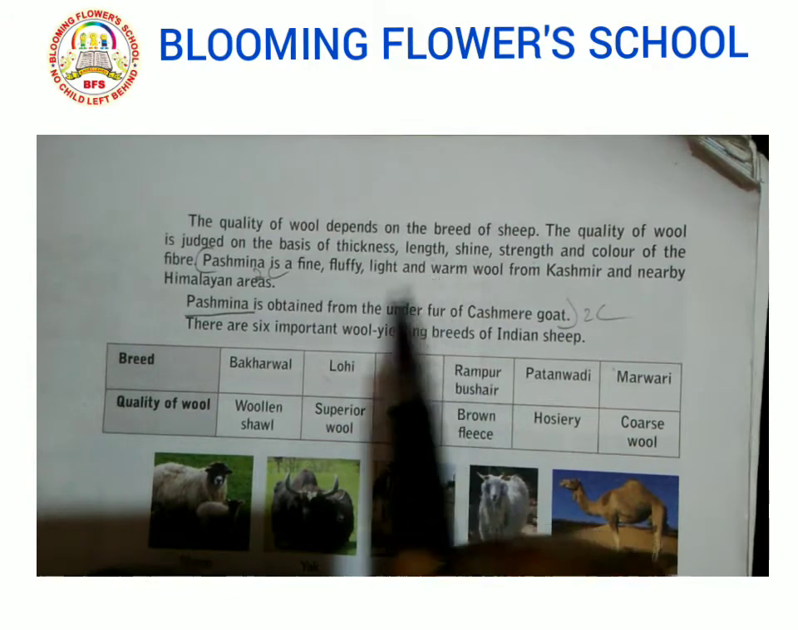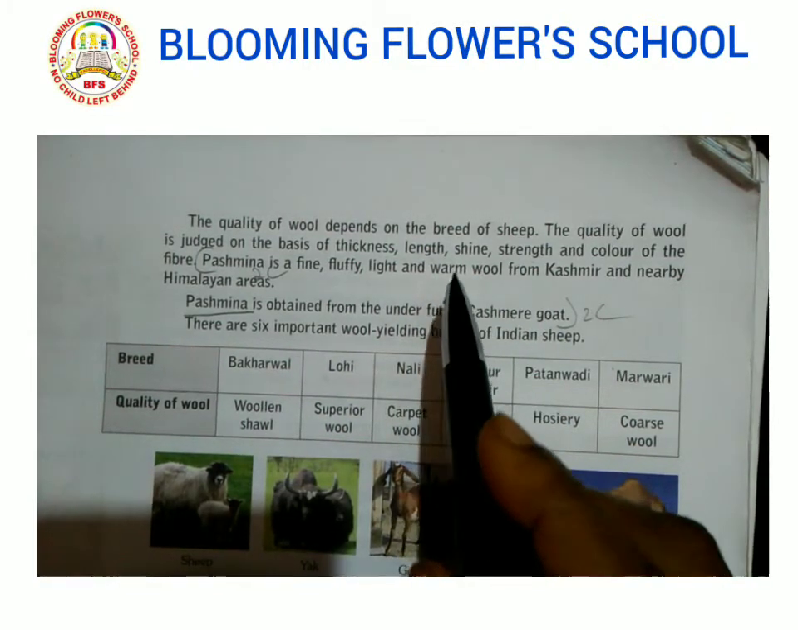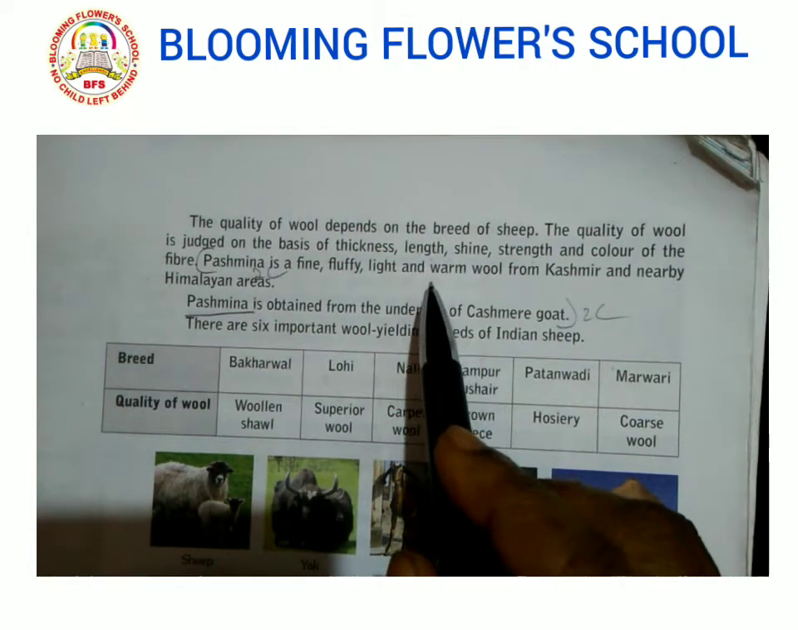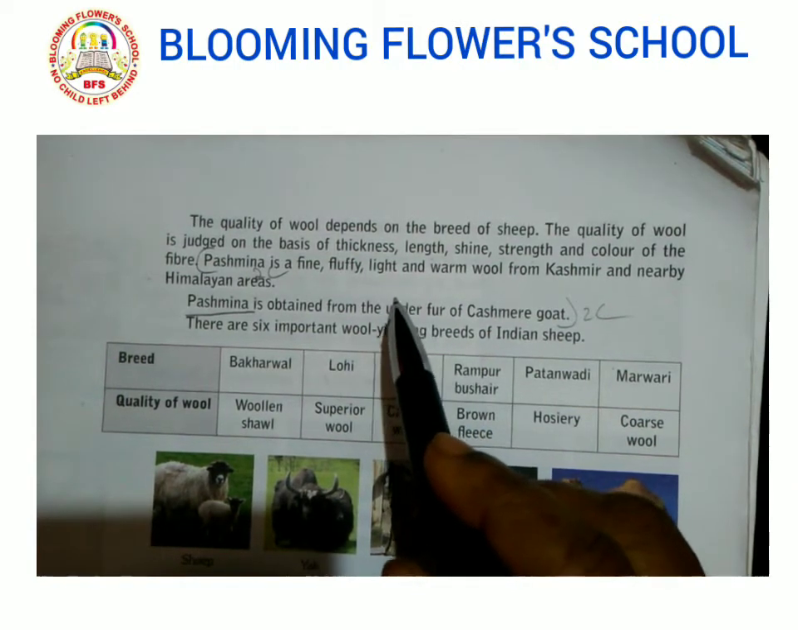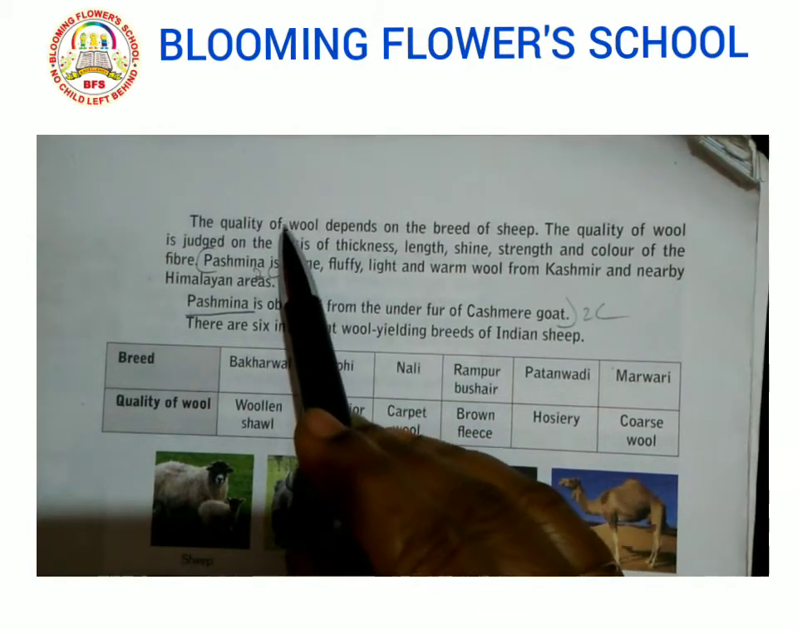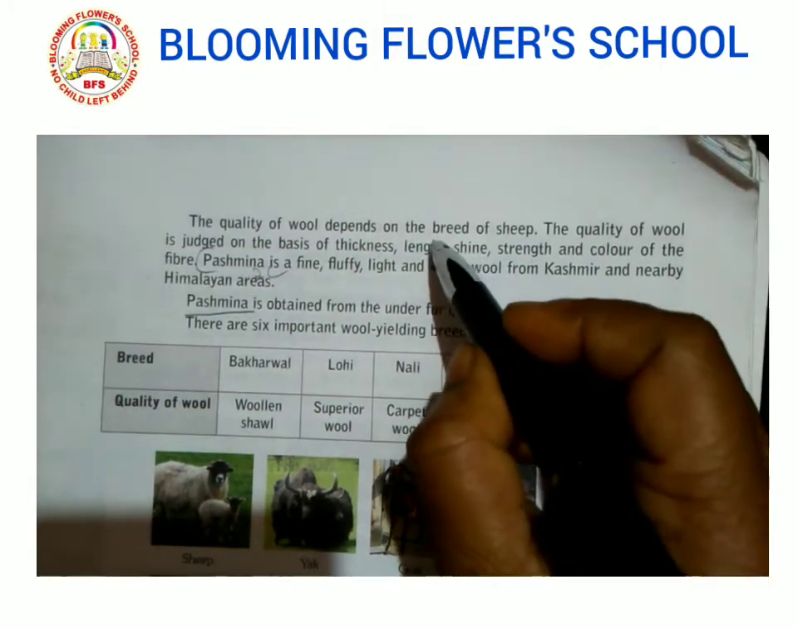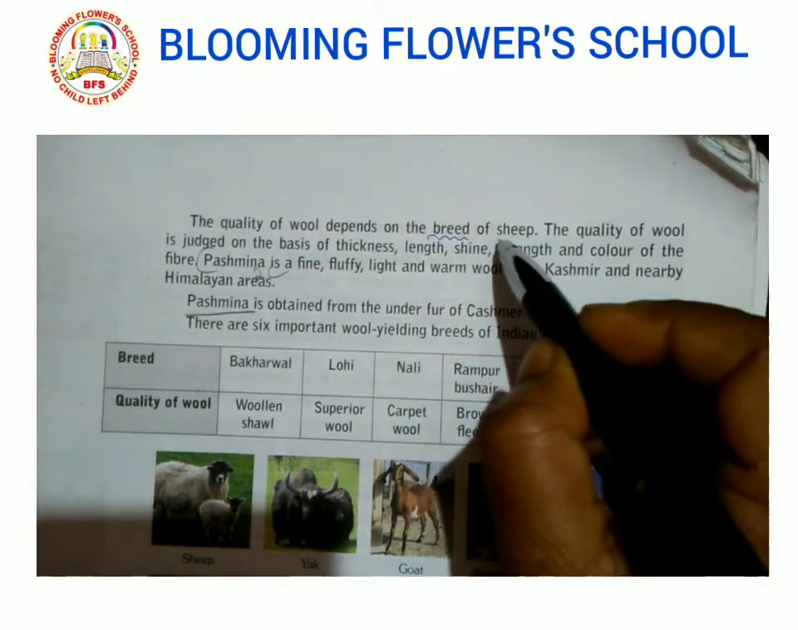You're getting it from the respective animal. That particular animal should be very healthy, and it should be of a good kind of breed. Understood what the point is? The quality of wool now depends upon what? Breed of the sheep. Understood?